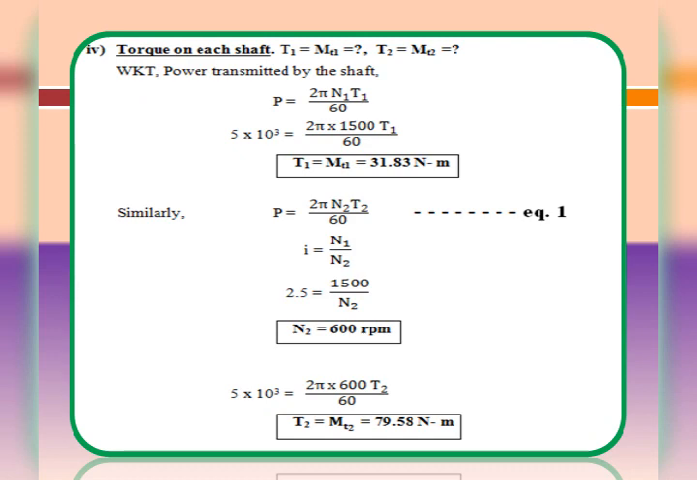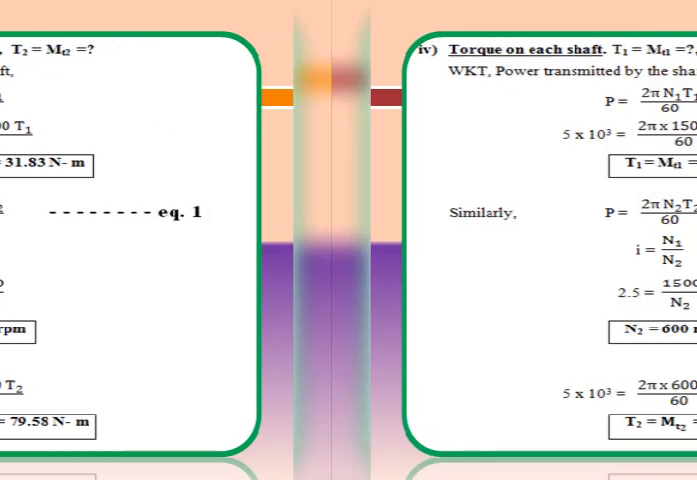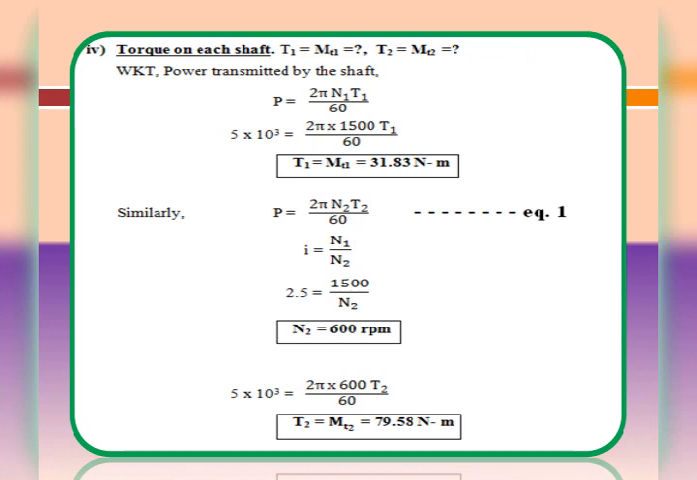Next unknown will be torque on each shaft, denoted by T1 or MT1, which is equal to question mark, and T2, which is MT2, equal to question mark. These two are the torque induced on the pinion as well as the gear. Now we know that power transmitted by the shaft, P, is equal to 2 pi NT by 60. We will modify the same for pinion and gear with suffixes N1 and T1: P is equal to 2 pi N1 T1 divided by 60.